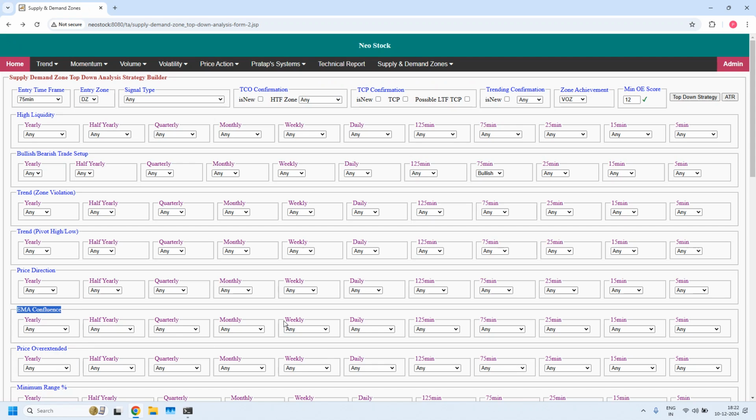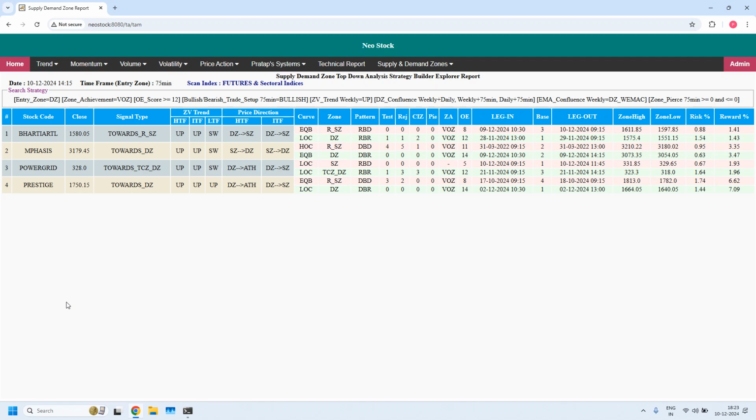In the EMA Confluence, weekly time frame, weekly demand zone having weekly EMA Confluence, and also the trend, weekly trend should not be sideways. Because it is bullish trade setup, the trend should be uptrend. Now we got 4 stocks. These 4 stocks are even more high probability trade setup supported stocks. So excellent. So this is about bullish trade setup for weekly income trade.